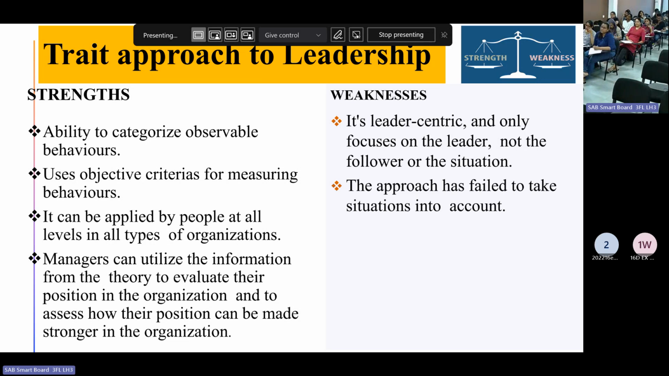Now in IT and the garment industry, the situation is different, the environment is different, and the type of people is different. The knowledge, the understanding and even the communication are different in garments as well as in IT. So it is not considered in the theory. That's a weakness.